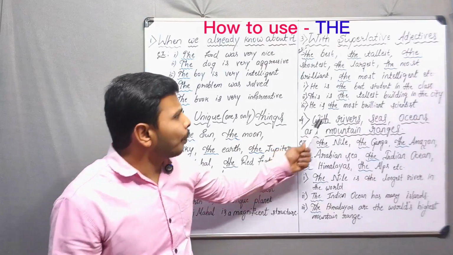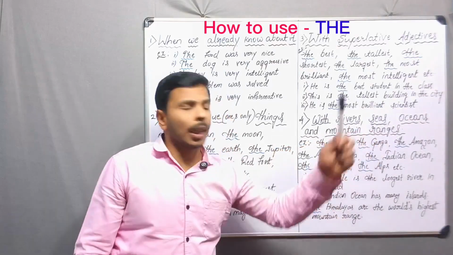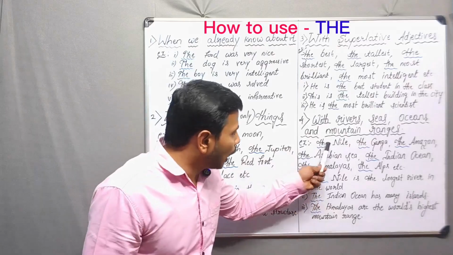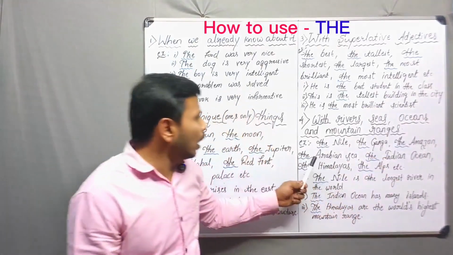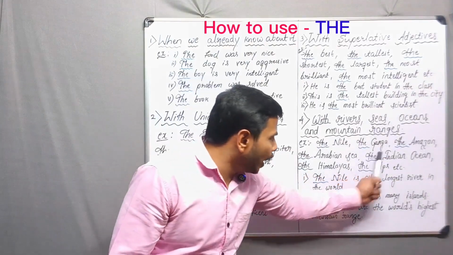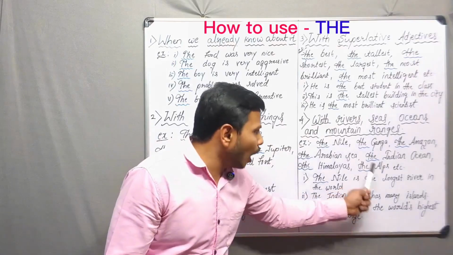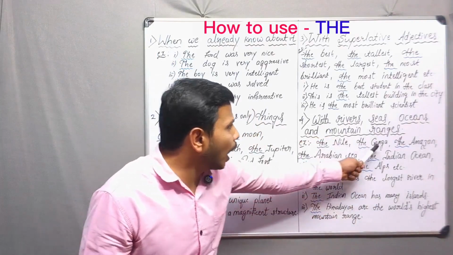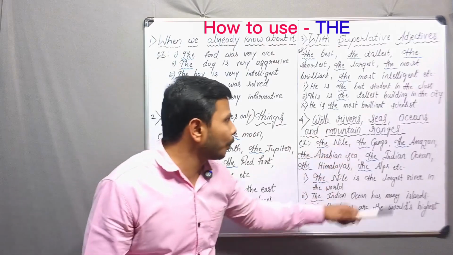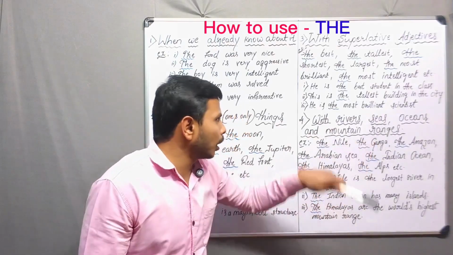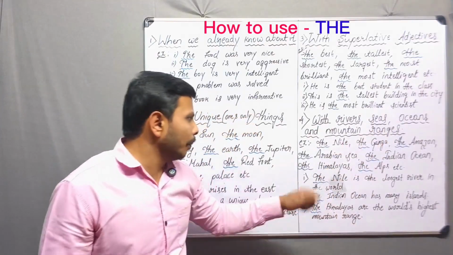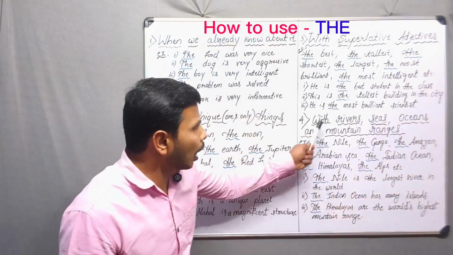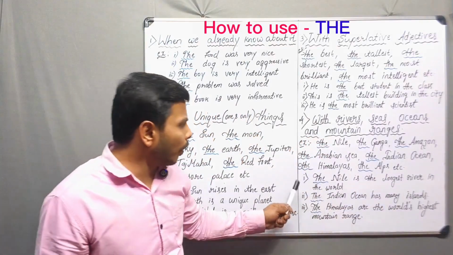And the 4th rule says, with rivers, seas, oceans and mountain ranges, before their names we use "the". For example, the Nile, the Ganga, the Amazon, the Arabian Sea, the Indian Ocean, the Himalayas, the Alps, etc. Nile, Ganga, Amazon, these are all rivers. I used "the". Arabian Sea, I used "the". Indian Ocean, I used "the". And mountain range, Himalayas, I used "the". So like this, before rivers, seas, oceans and mountain ranges.